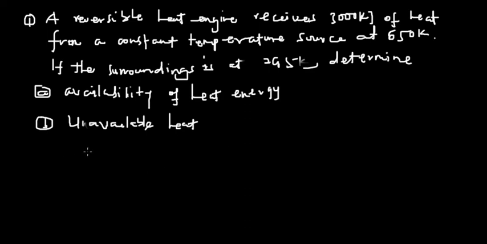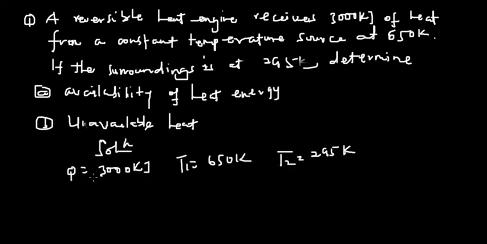We are given a reversible heat engine that receives 3,000 kilojoules of heat from a constant temperature source. Constant temperature means isothermal, at 650 Kelvin. If the surrounding is at 295 Kelvin, determine the availability of heat and the unavailable heat. Let's look at how we solve this question.